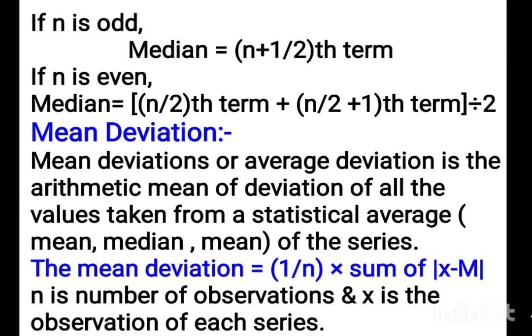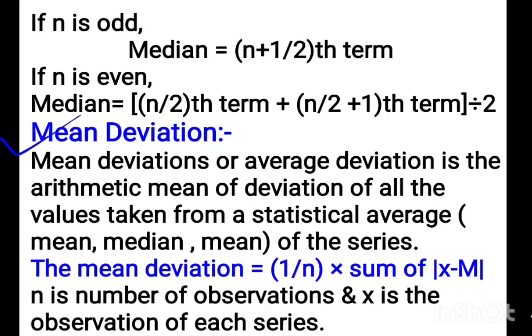Next one. If n is odd, the median will be the (n plus 1) by 2 th term. This is the formula: when n is odd, we use median equal to the (n plus 1) by 2 th term. And when n is even, median equals the n by 2 th term plus the (n by 2 plus 1) th term, whole divided by 2. For 1 2 3 4 5, you can easily detect which one is the median, but if you have an infinite series and you have to find the median, then you have to use this formula.